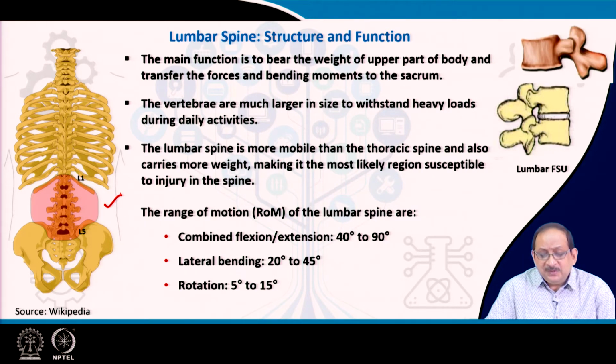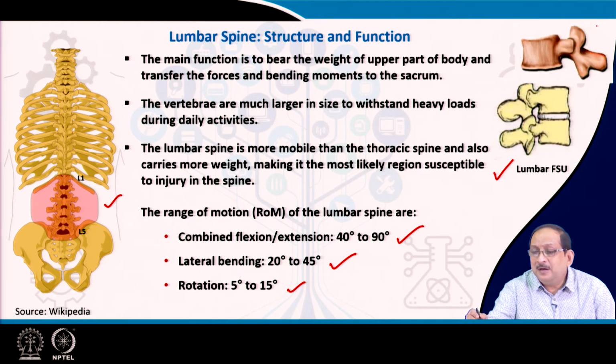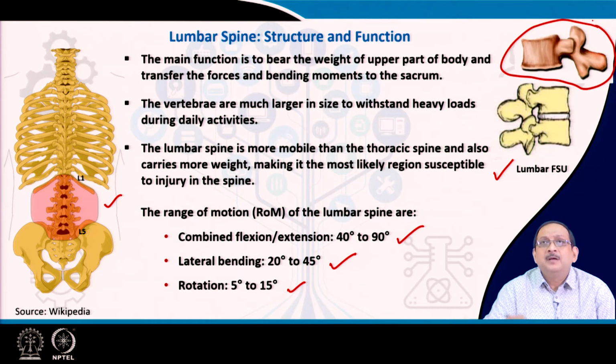The range of motion offered by the lumbar spine is combined flexion and extension. The range is from 40 to 90 degrees, lateral bending 20 to 45 degrees, and rotation between 5 to 15 degrees. Typically, the structure of a lumbar functional spinal unit is shown here, and a lumbar vertebra is also shown here.